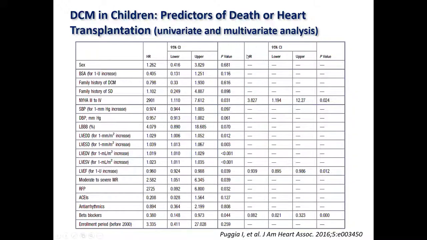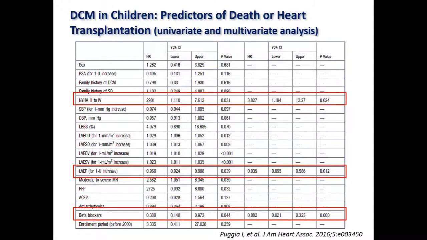This is a univariate analysis, but the final few columns are actually multivariate analysis, and we should look at these columns. High NYHA class, that means if somebody presents at NYHA class 3 or 4, that is a poor predictor of prognosis. There is high likelihood of death or heart transplantation. Left ventricular ejection fraction, even 1 unit increase of left ventricular ejection fraction is a good sign because it is actually a sign of good prognosis.